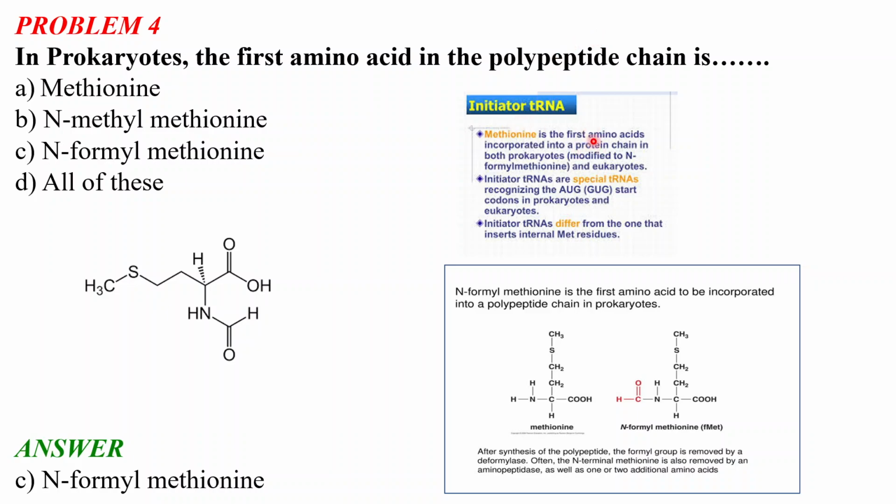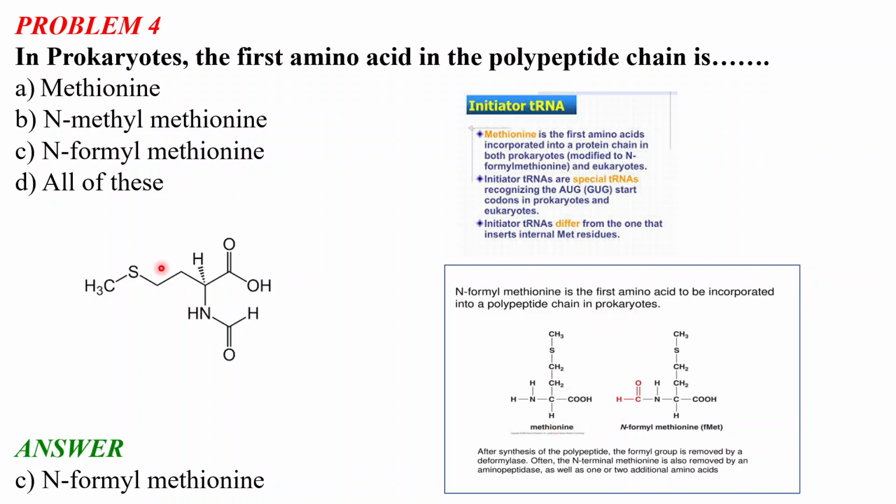So basically, methionine is the first amino acid incorporated into the protein chain in both prokaryotes and eukaryotes. In the prokaryotes, the methionine is modified as N-formyl methionine. Initiator tRNAs are special tRNAs recognizing the AUG or GUG start codons in prokaryotes and eukaryotes. The initiator tRNAs differ from the one that inserts internal methionine residues. So AUG is for methionine, and N-formyl methionine is the first amino acid to be incorporated into the polypeptide chain in prokaryotes.